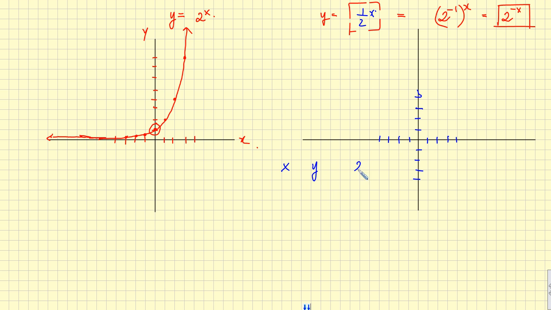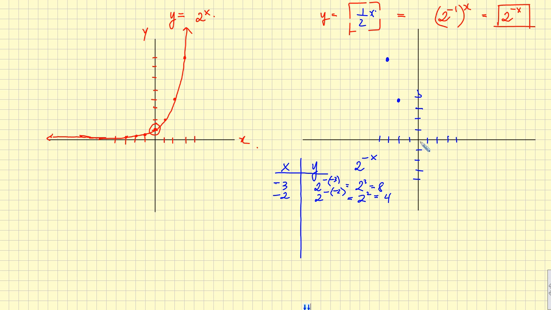Okay, so if we have 2 to the power of -x, we're going to do this properly. If I had x equaling -3, then this would go to 2 to the power of -(-3), which would go to 2 to the third, which equals 8. So it would be (-3, 8). Now if I had -2, it would become 2 to the power of 2, which is 4. So at -2, it would go to 4.